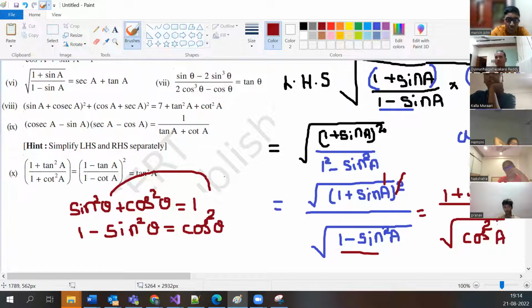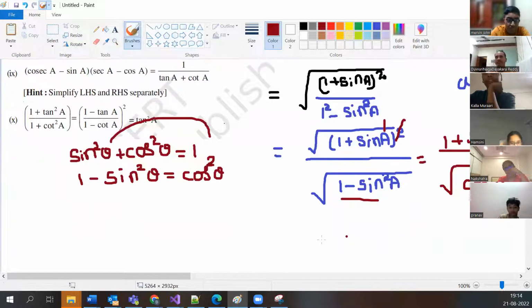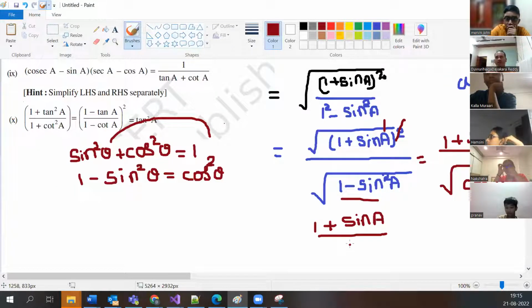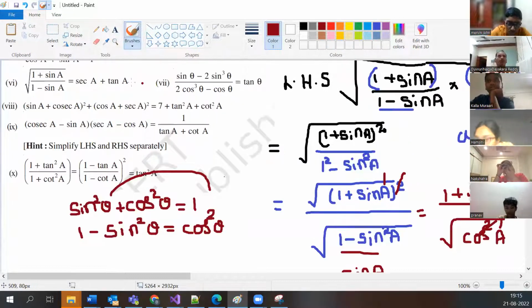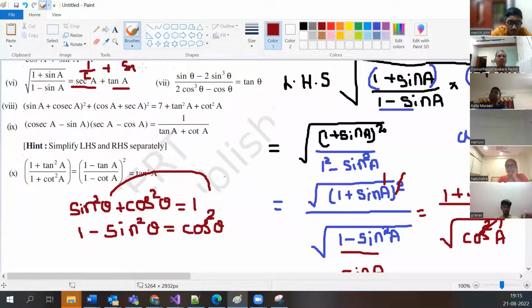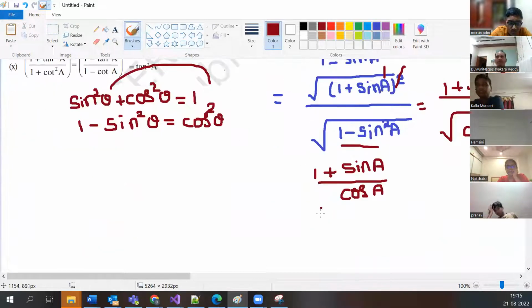What to do now? The square root cancels. 1 plus sine A by cos A. Almost done. What do we need to prove, tell me? We need to prove secant A plus tan A. That means I can replace it with 1 by cos A and sine A by cos A. Simply distribute the denominator.